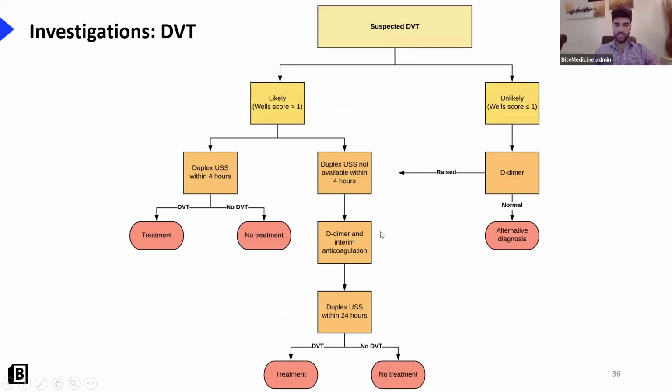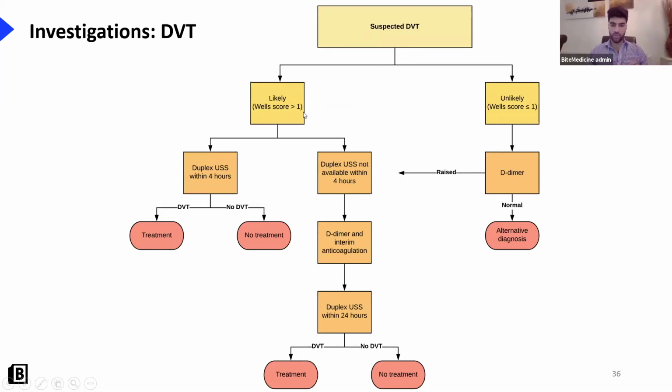Okay, so this is just a flow chart to simplify and summarize things. So if we start with the likely side of things, the patient comes in with a swollen leg, you think they may have a DVT. The first thing you're going to do is conduct the Wells score. That's going to tell you whether or not they likely have a DVT.